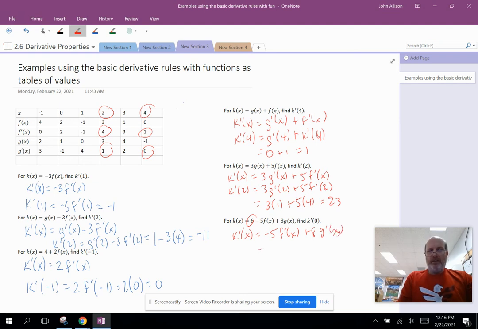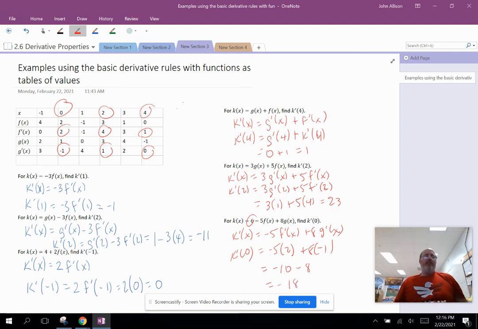We take the derivative. So we're looking for k prime of 0. We go back to the table where x is 0, and f prime of 0 is 2. So this is going to be negative 5 times 2 plus 8 times g prime of 0, which is negative 1. So we end up with negative 10 minus, let's multiply, minus 8, or negative 18. And that's how you use tables with these basic derivative rules.